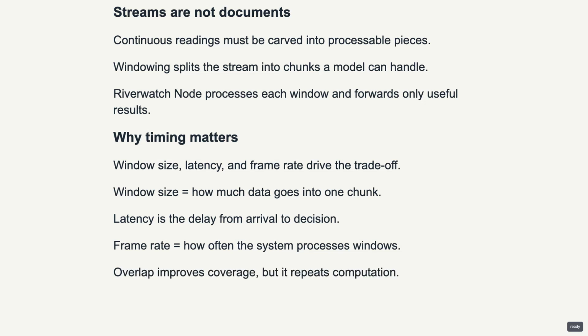Overlapping windows helps because an event can appear in more than one frame, even if it starts at an awkward time. The trade-off is extra computation and scheduling pressure, so overlap buys coverage at the cost of cycles and energy.